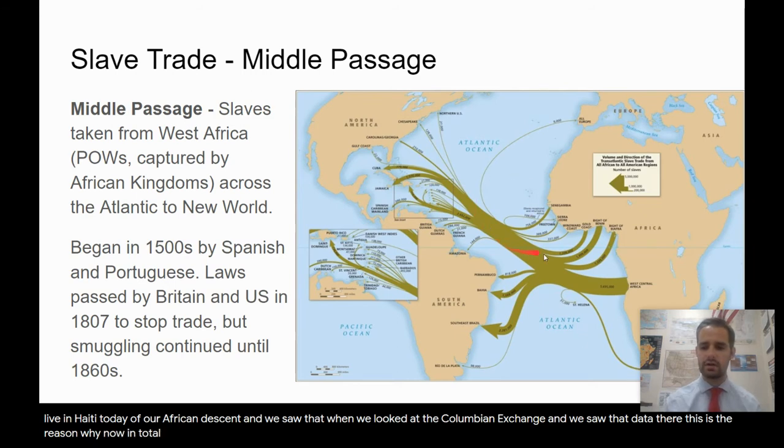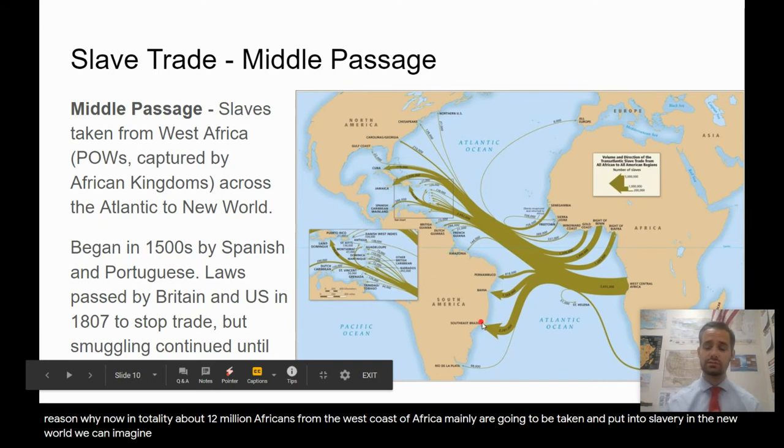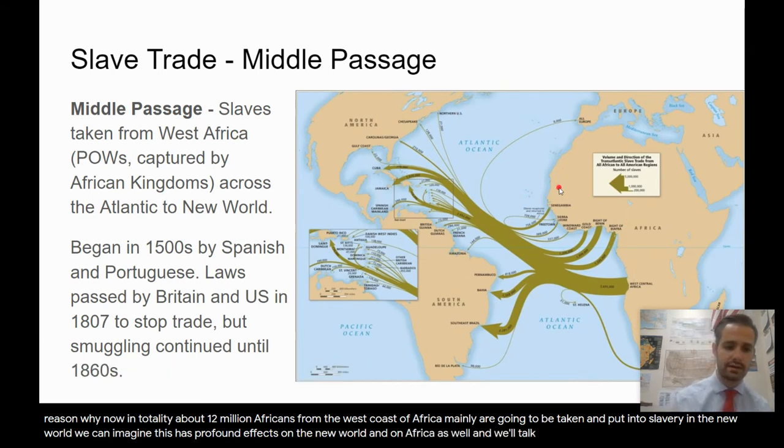Now, in totality, about 12 million Africans, mainly from the west coast of Africa, are going to be taken and put into slavery in the New World. We can imagine this has profound effects on the New World and on Africa as well. And we'll talk about that in just a second.